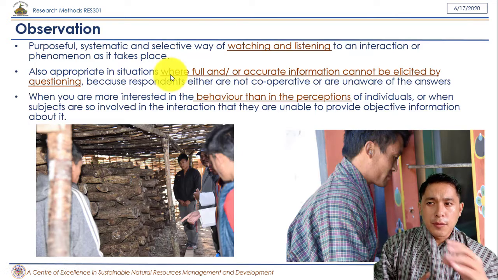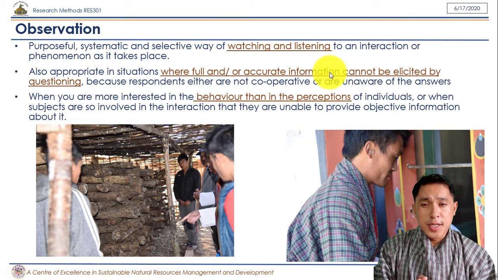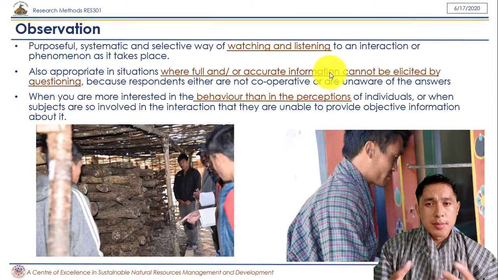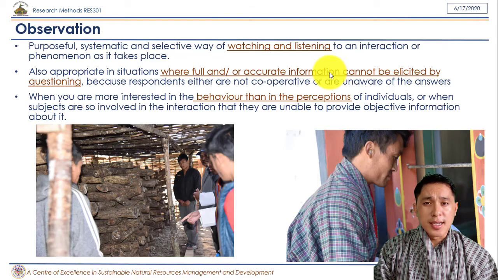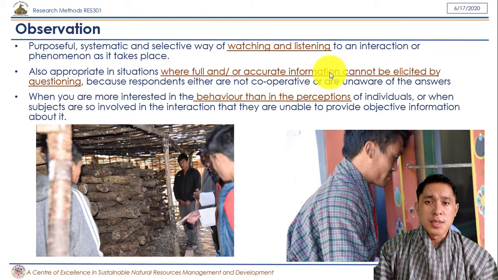So observation is very useful when full or accurate information cannot be got from questioning, and sometimes the people you are asking do have answers, but they cannot tell the answers clearly. Sometimes they do have answers, but they do not want to cooperate, and in that case, the kind of answers that you get may be biased. So the only solution that you have is to observe them and to get information from the observation.